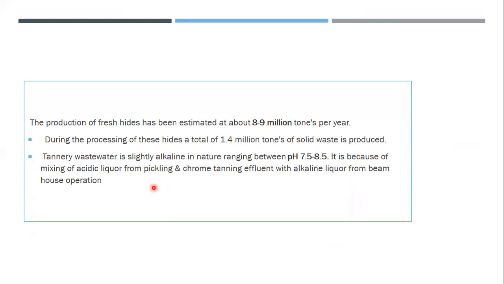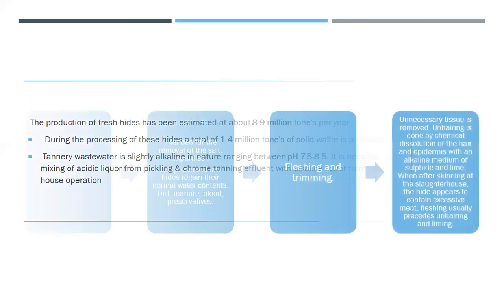Next, we have the nature of tannery water waste. The tannery water waste is slightly alkaline in nature, ranging between pH 7.5 to 8.5. It is because of the mixing of acidic liquor from the pickling and chrome tanning effluent with the alkaline liquors from the beam house operations.